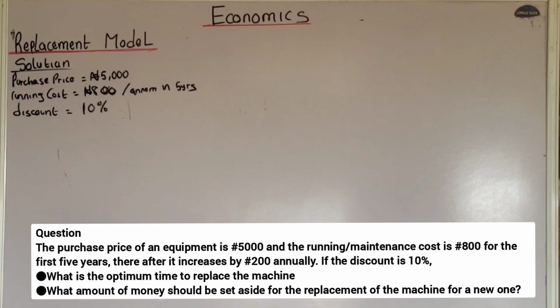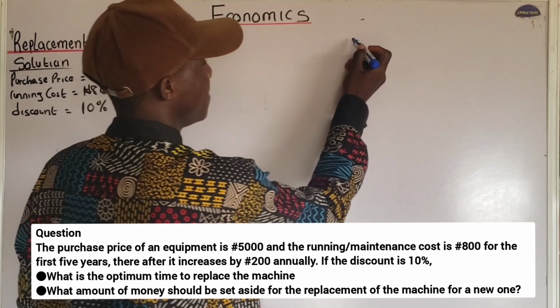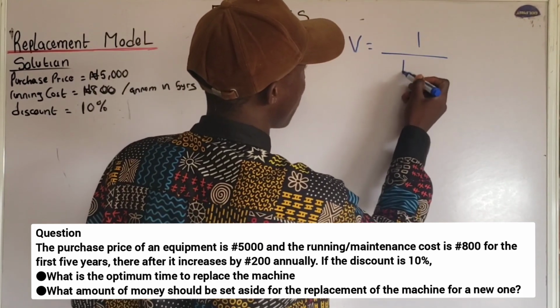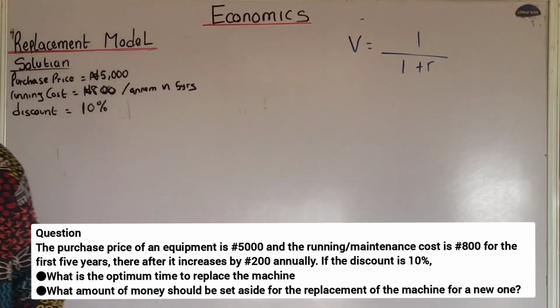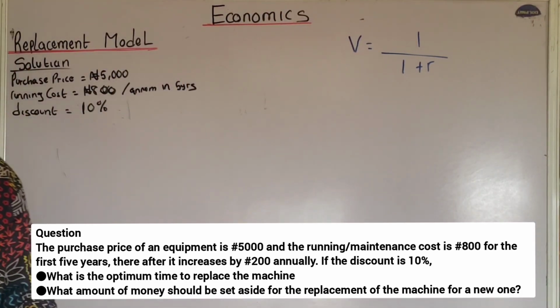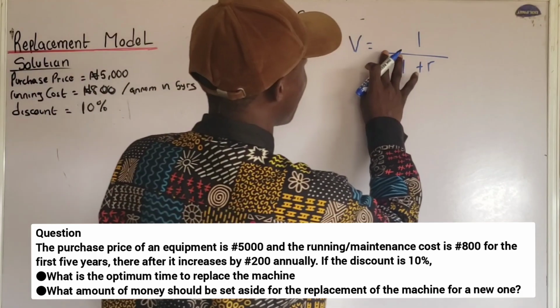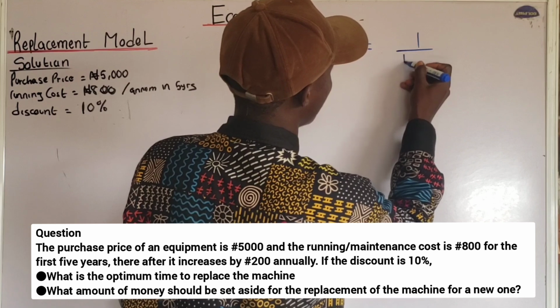The first formula is the formula for the value of the asset. I will call that one V, the value of the asset. V is equal to 1 over 1 plus R. That is the first formula. Please, it's simple, that's why I take it step by step. V is equal to 1 over 1 plus R.